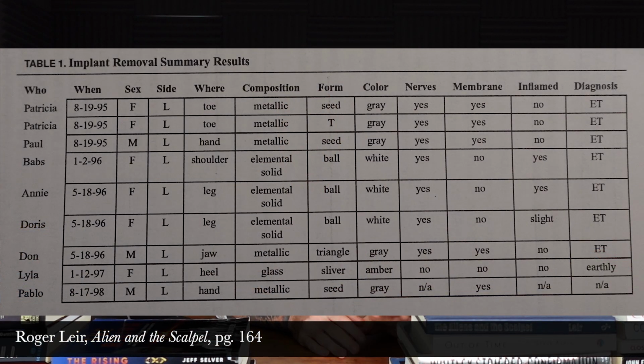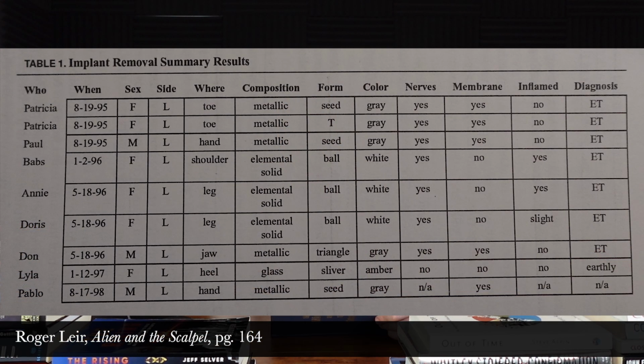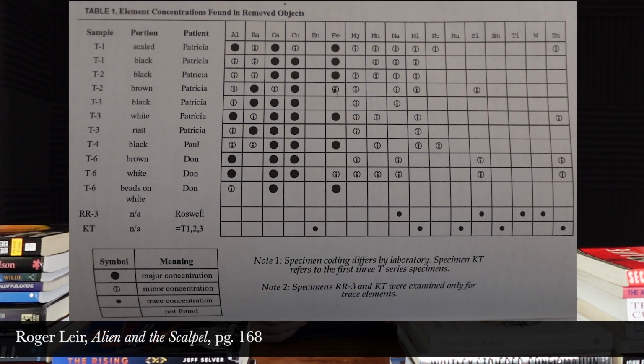On page 164, you can see a snapshot of the different surgeries. You can see when they happened, who was involved, areas where the surgery took place, the composition of the material removed, the form of the material removed, its color, if there were nerves present, if there was a membrane, if the objects were inflamed, and then obviously the diagnosis of what the origin of the object might have been. On page 168 of The Alien in the Scalpel, you get the element concentrations in the removed objects, and you'll note for the list of the objects that are detailed, there's a symbol connoting if there's a major concentration, a minor concentration, just a trace concentration, or nothing found is left blank.